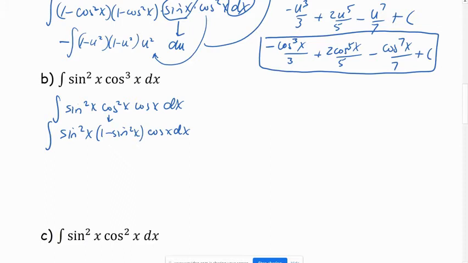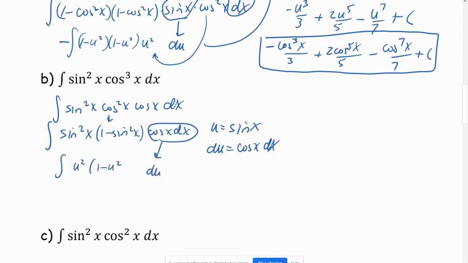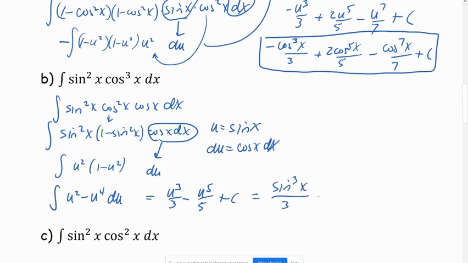U is equal to sine x, du is equal to cosine x dx. And so that gets replaced by du. And then this is going to be u squared times 1 minus u squared, which is u squared minus u to the fourth du. And so then that is u cubed over 3 minus u to the fifth over 5 plus c, which is sine cubed x over 3 minus sine to the fifth x over 5 plus c.